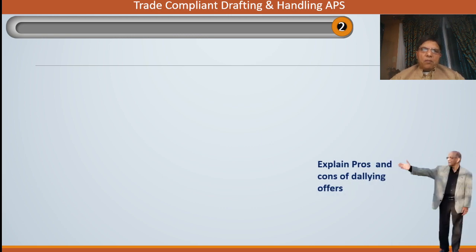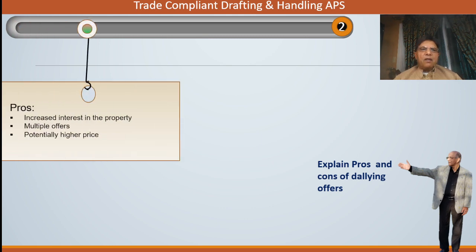Explain the pros and cons of delaying offers, given the increased interest in the property. If the offer date is scheduled, you are not looking into the offers as they come in. You have decided that you will look at all the offers on one day, and you have given an offer presentation date. The benefit of that is that you may get multiple offers. You may potentially get a higher price, but that can happen only in a hot market or a seller's market. It never happens in a buyer's market.